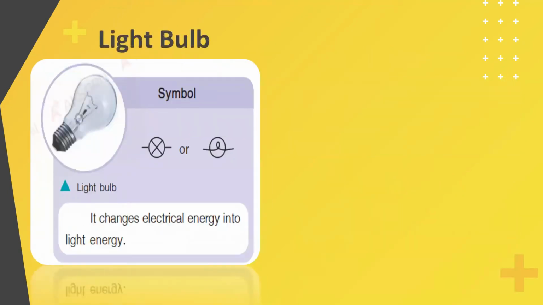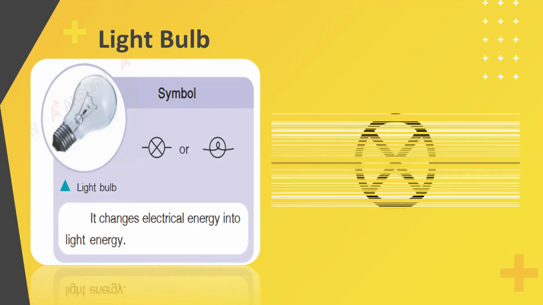The next one is the light bulb. What does the light bulb do? It changes electrical energy into light energy. So we have two symbols, this one and this one. But for this activity, we are going to use the former one.